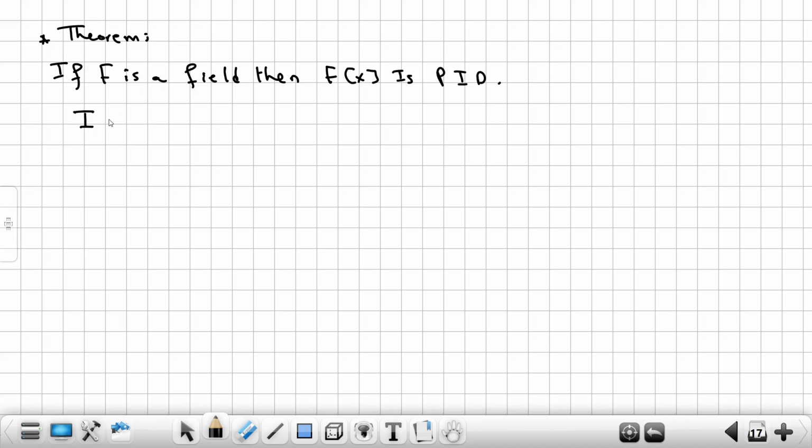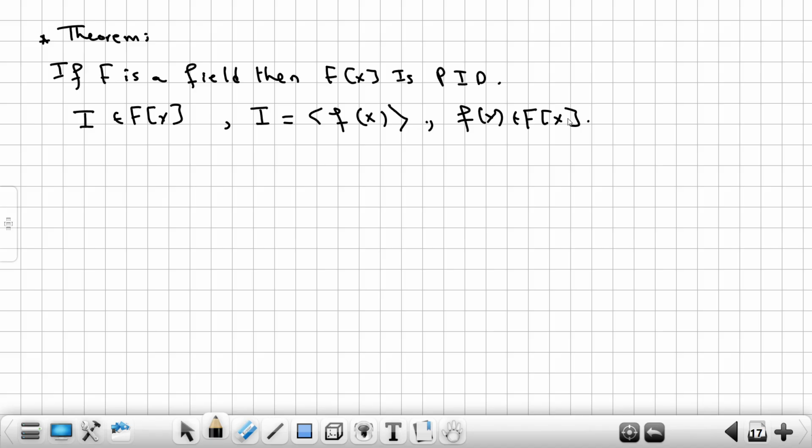Every ideal in F[x] is generated by one element in F[x]. So I can be written as an ideal generated by f(x) for some f(x), of course, in the ring of polynomials that you are working over.